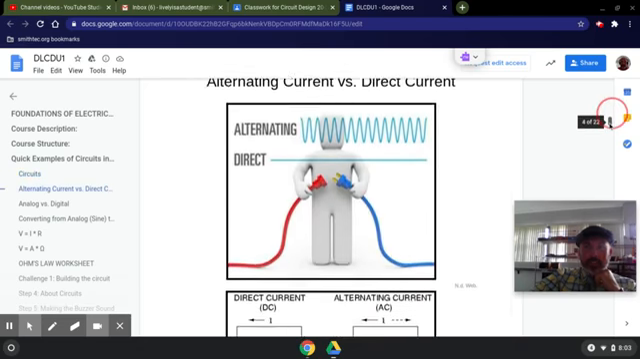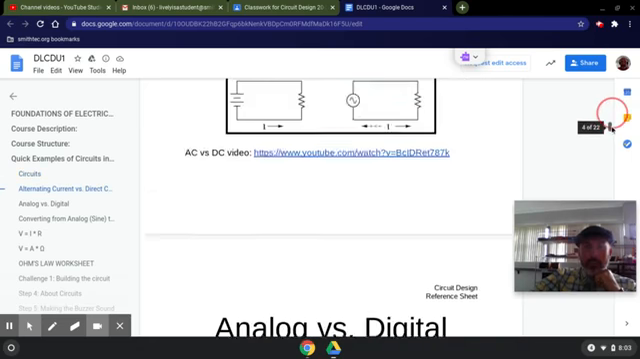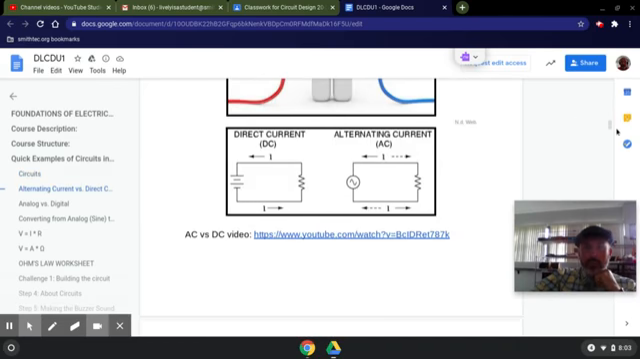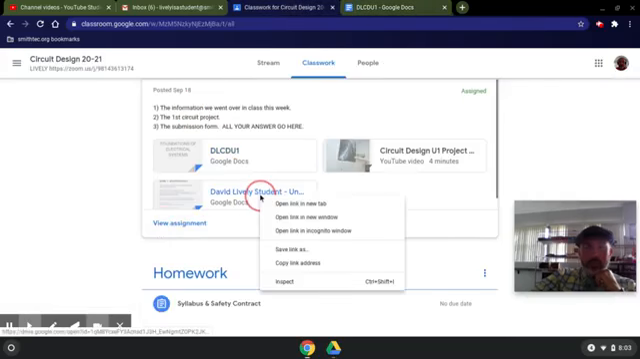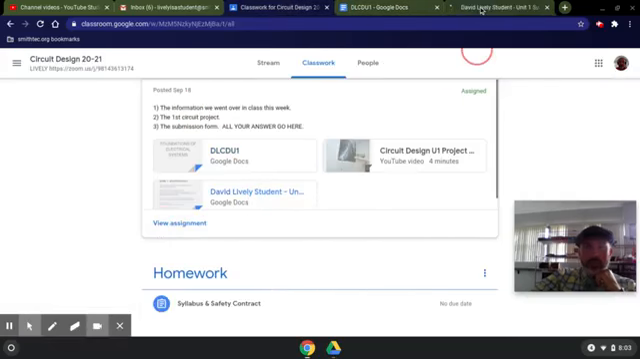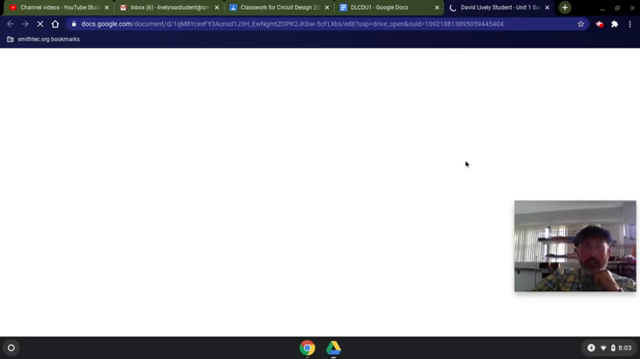So AC versus DC. I have a video link right here. You watch the video, and then you go into the submission right here. If you submitted it already, unsubmit it. We're not going to submit this until it's completely done, all the way on the bottom. All right. I can always look at it whether or not you submit it. So don't worry about me being unable to check. Okay.